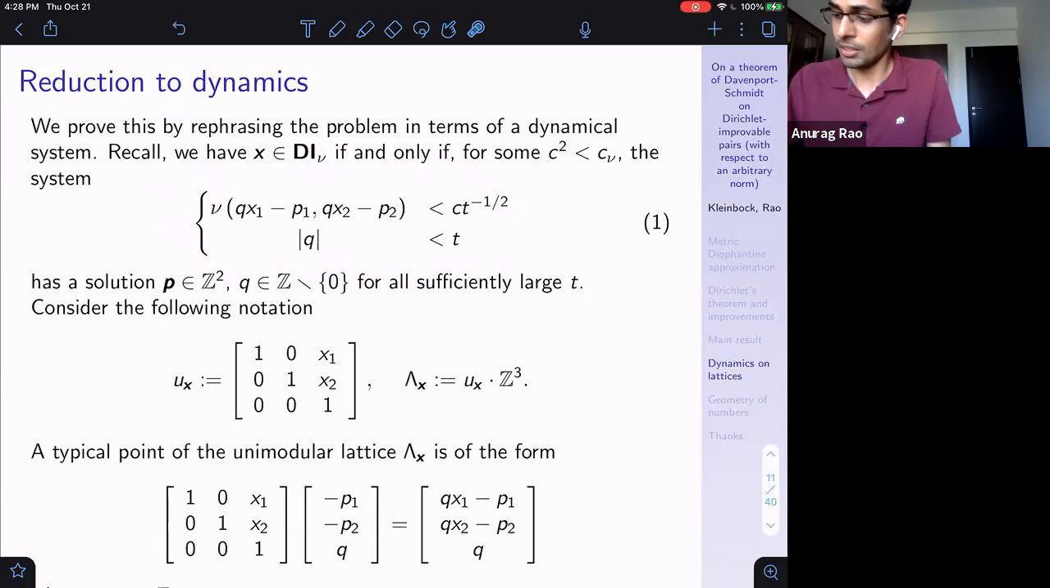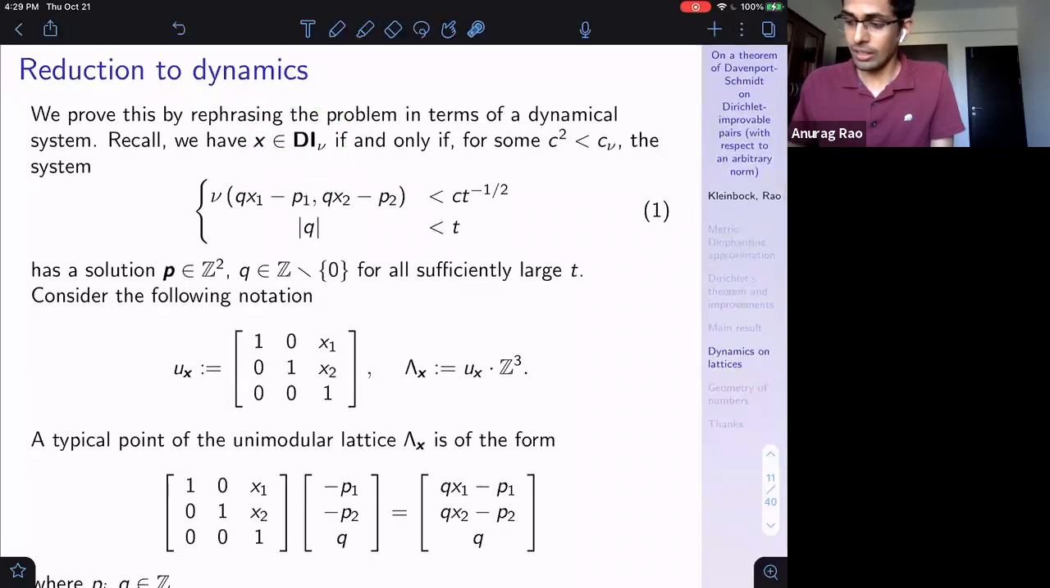But essentially what we have here is this vector in R2. We're applying the norm to it, either the sup norm, Euclidean norm, whatever. We want it to be less than C over square root of t, and we're only allowed to iterate X up to t. So this always has a solution for all sufficiently large t. That's the condition for X being Dirichlet improvable.